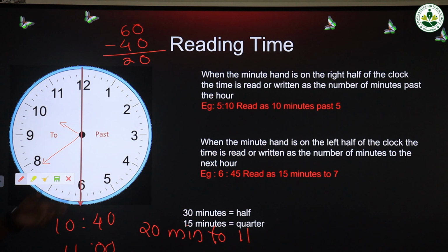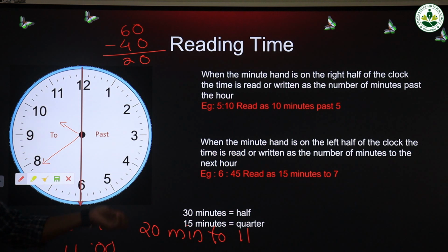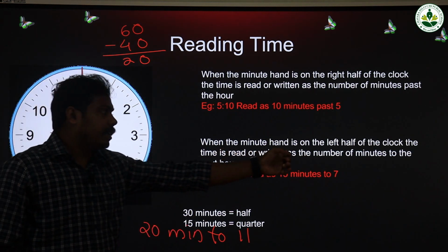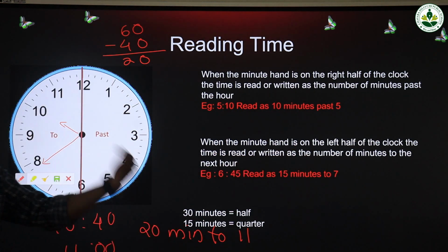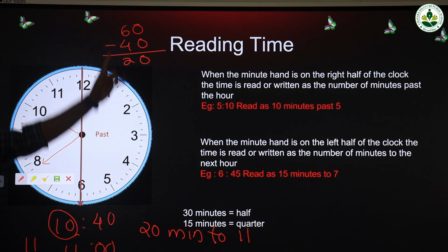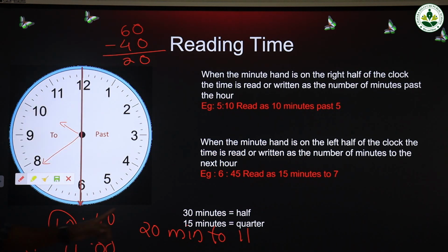We read it as 20 minutes to 11. We do not read it as 40 minutes past 10. Time is written as the number of minutes to the next hour. Here 10 is the hour. The next hour means 11 o'clock. So we need to check how many more minutes to 11. 40 plus 20 is 60. For that we subtract 60 minus 40. That means 20. So 20 minutes to 11.